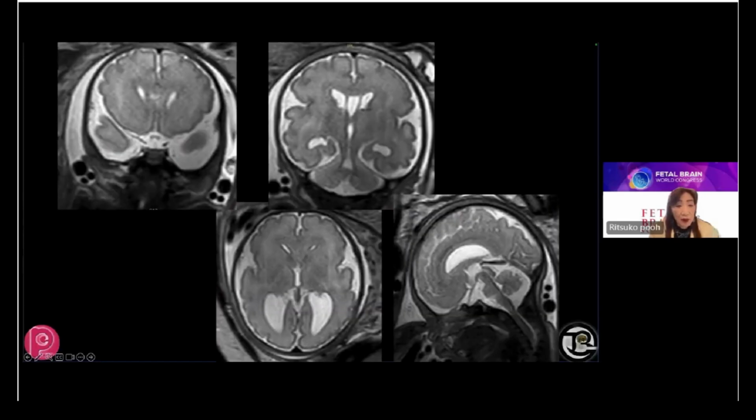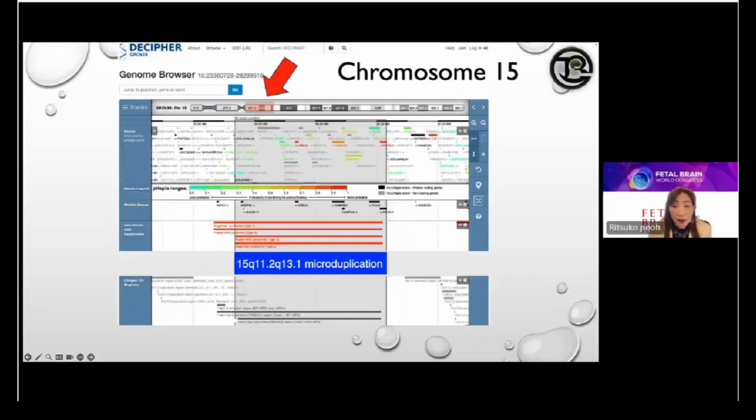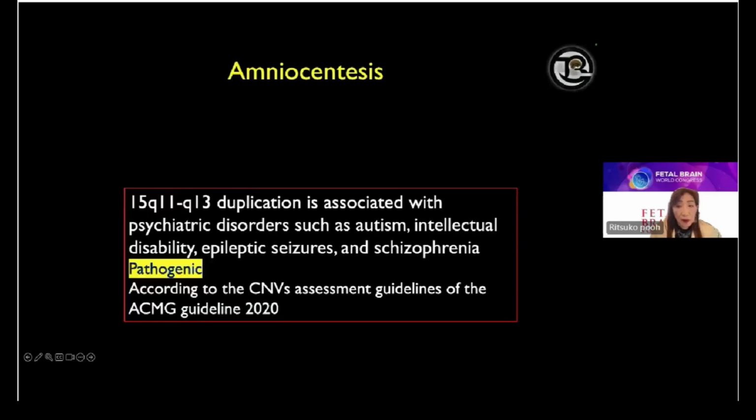And this is the MRI in the same case. Amniocentesis was done, and a chromosome 15q11.2-q13.1 microduplication was found. And here you can see the explanation of this partial duplication. It says that it is associated with autism, intellectual disability, epileptic seizures, and schizophrenia, and this is pathogenic.